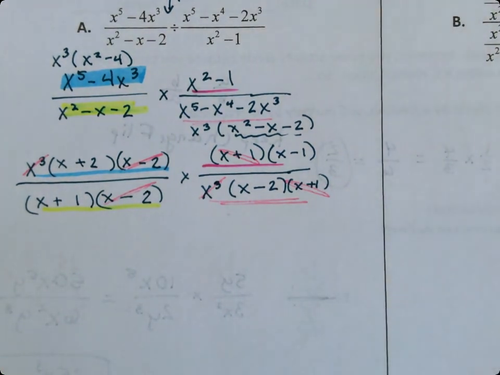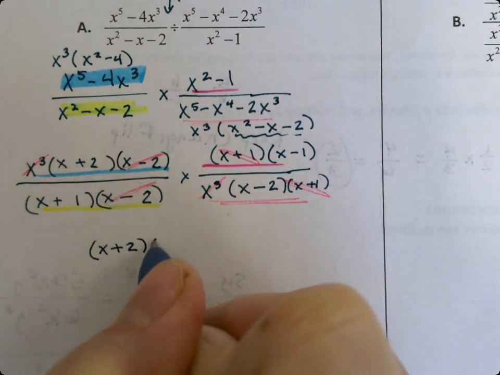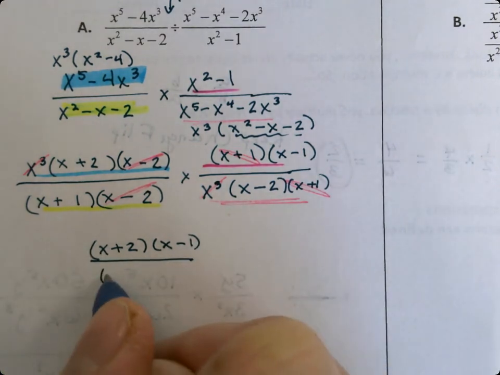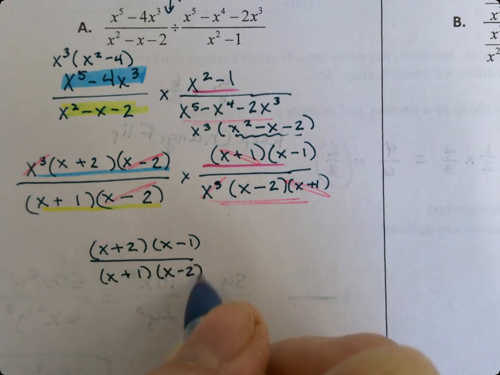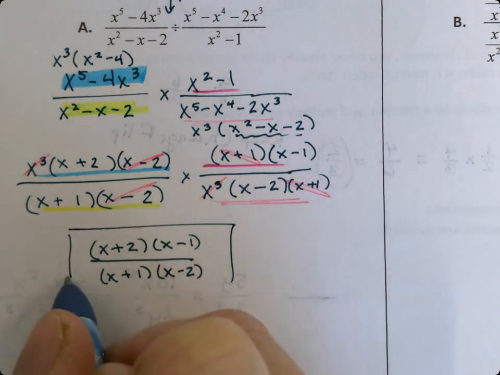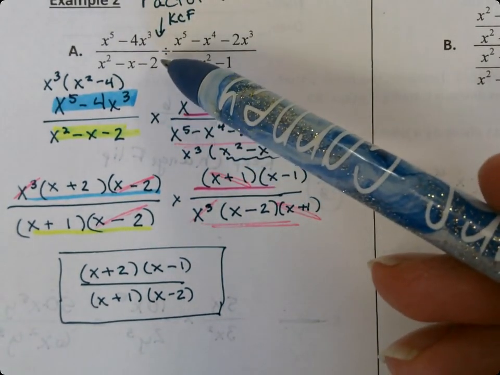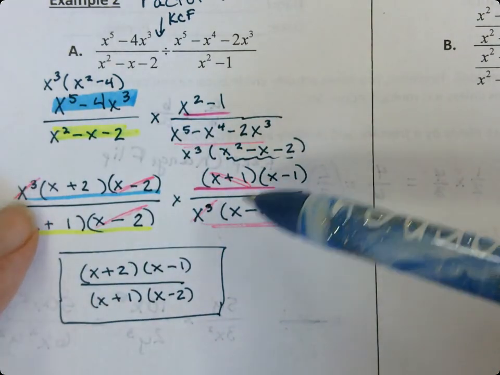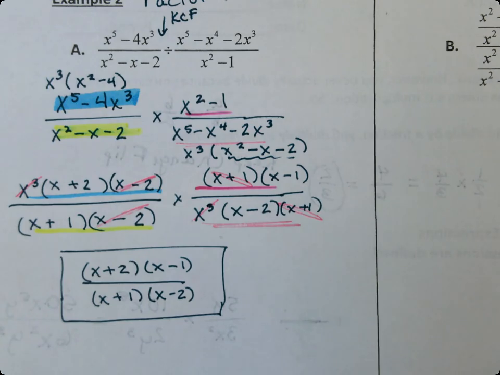Okay, so what's left in the top? X plus 2, x minus 1. What's left in the bottom? Okay. So you have done all of this before. The only difference is we started out with division. We changed it to multiply by the reciprocal. Then we factor and cancel. Now this one had a little extra with those GCFs.